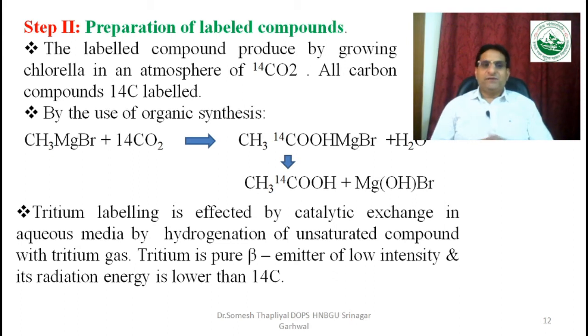Another way is by the use of organic synthesis. Suppose we take methyl magnesium bromide and treat it with carbon dioxide. Again, the intermediate product which is forming will be labeled with this 14C carbon atom. So the final product, acetic acid, that we are forming here will contain the radioactive isotope 14C, so it can be used for labeling purposes.